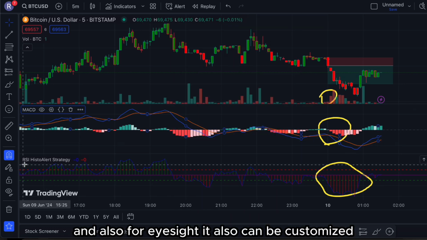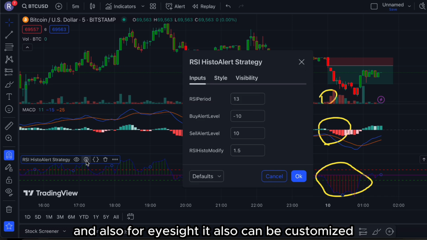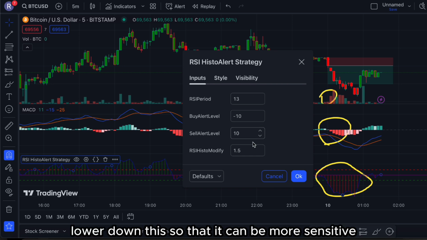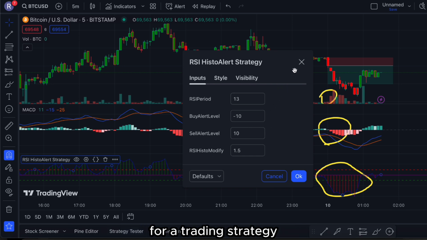And the RSI can also be customized. You can customize the inputs to have a more sensitive input if you are trading on a lower time frame, a shorter time frame of 5 minutes or even 1 minute. You can lower this so that it is more sensitive for your fast in, fast out trading strategy.